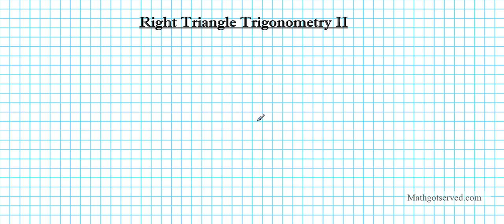Good day, students. In this clip, we're going to be going over two examples on right triangle trigonometry with a given point and an angle in standard position. So let's go ahead and write down the instruction for the examples.